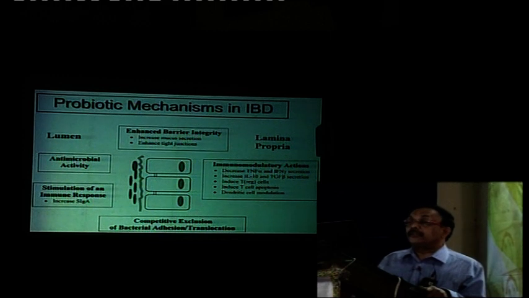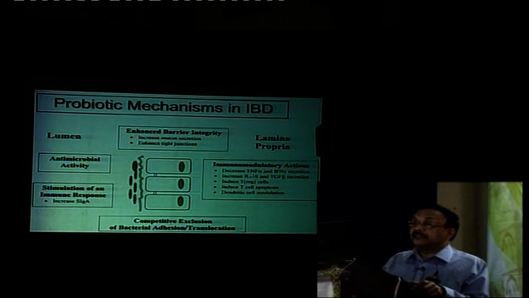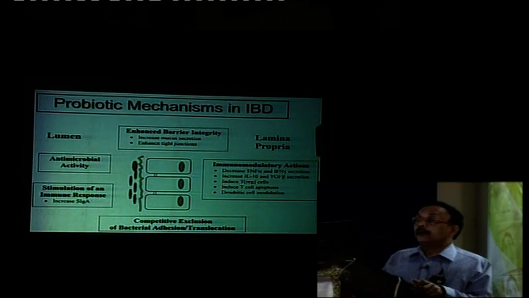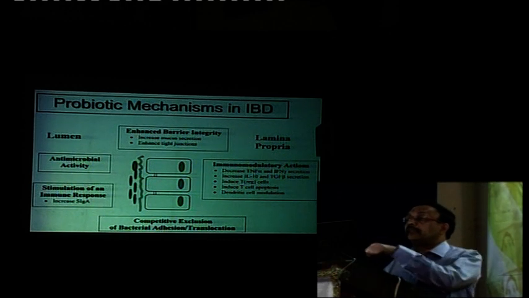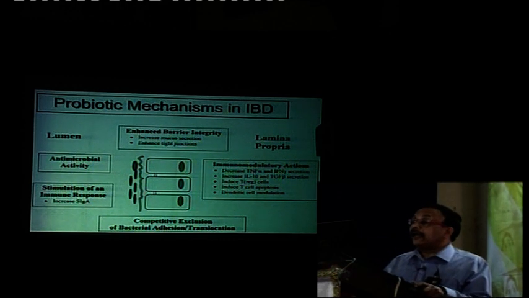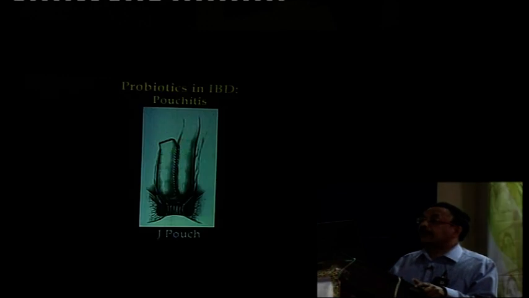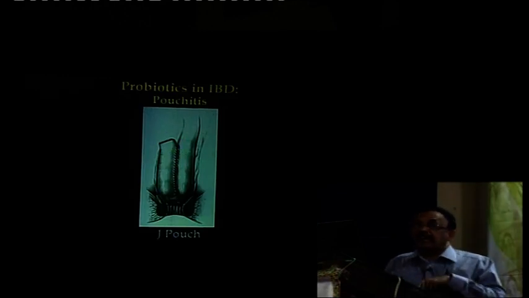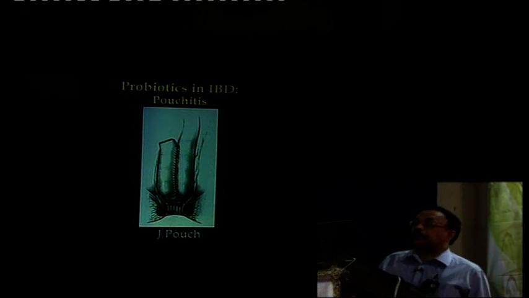The probiotics reduce pathogen activity by producing antibiotics. It increases the serum IgA levels, enhances mucosal integrity, and has effect on anti-inflammatory cytokines like TNF-alpha, IL-10, TGF-B secretion, also on the T cells, as a result of which it helps in IBD. The major area which is benefited is that of pouchitis.